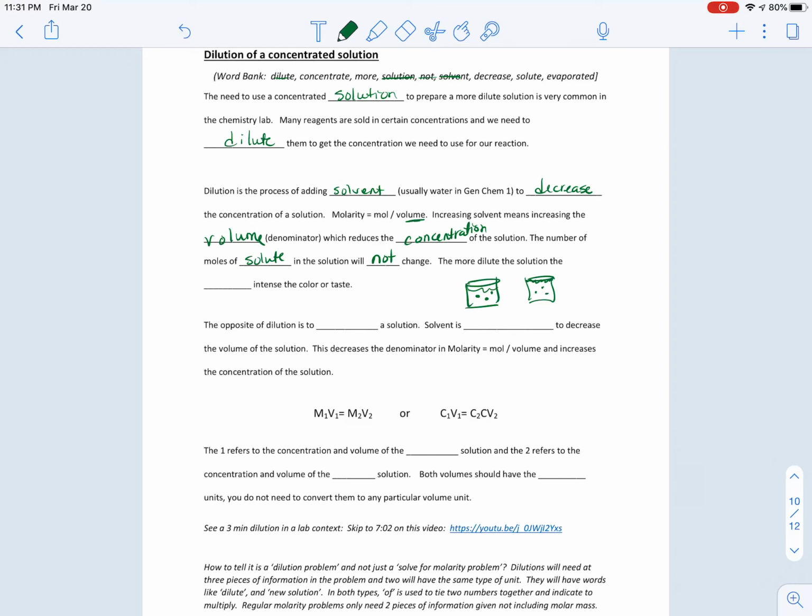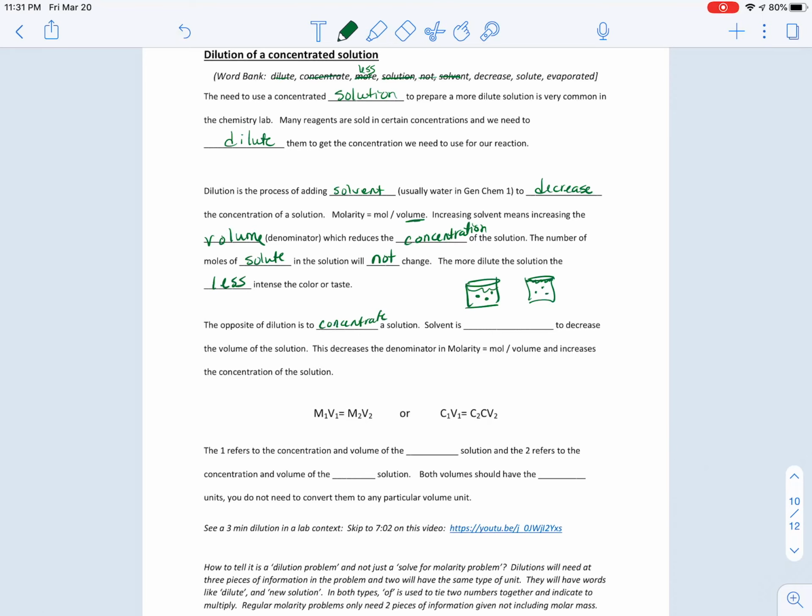And the more dilute the solution, think about it, the more dilute. So you're making Kool-Aid and you add tons and tons of water. What happens to the color and the taste? It's less. The color and the taste are less intense. I'll fix all the words for y'all. Hopefully all you have are the right words up there.